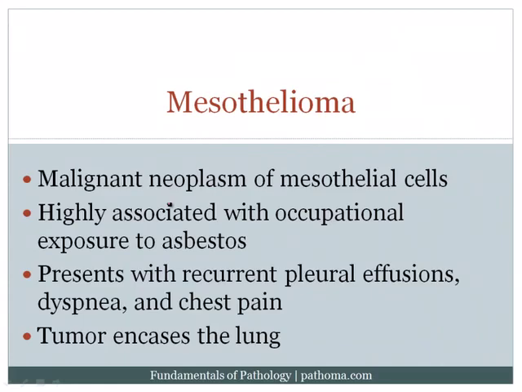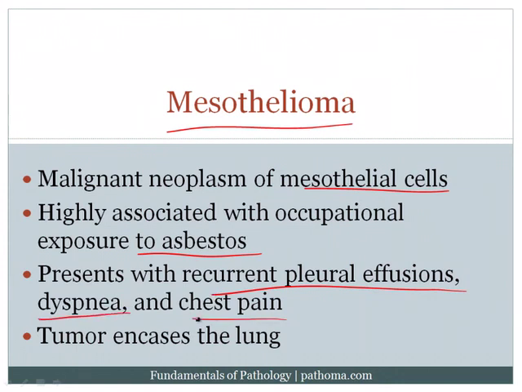The final lesion of the pleura is called mesothelioma. You've heard about it previously in these discussions. This is a malignant neoplasm of mesothelial cells, again highly associated with exposure to asbestos. It presents with recurrent pleural effusions. That makes sense because the mesothelial cells normally make fluid, which lubricates the pleural space, and so the tumor will also make fluid, producing recurrent pleural effusions. Also there's dyspnea and chest pain.